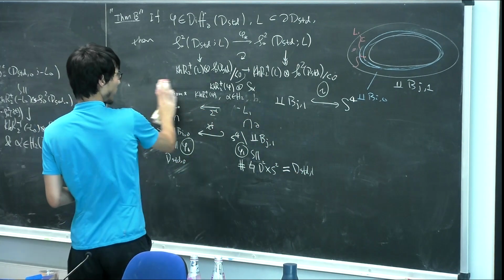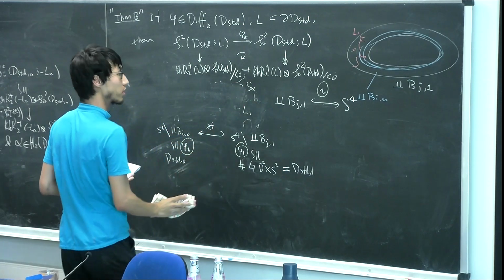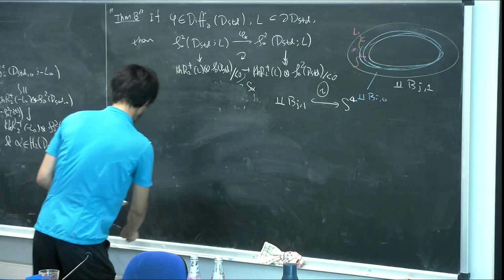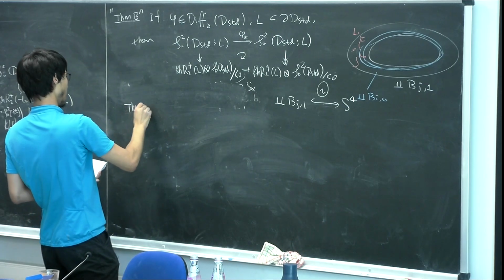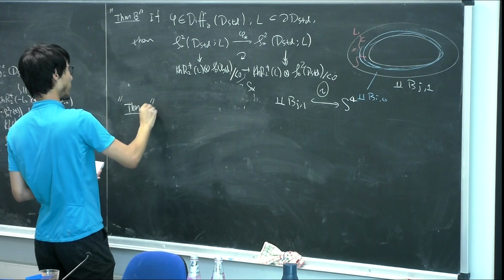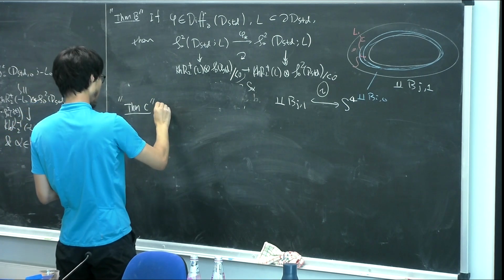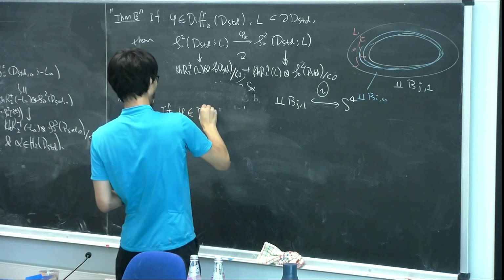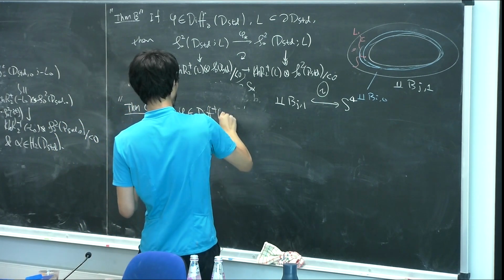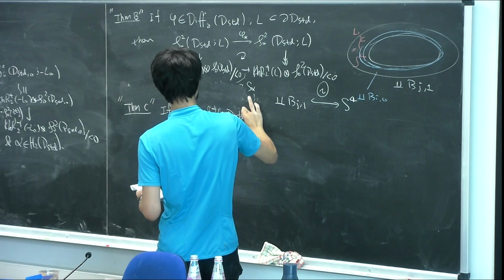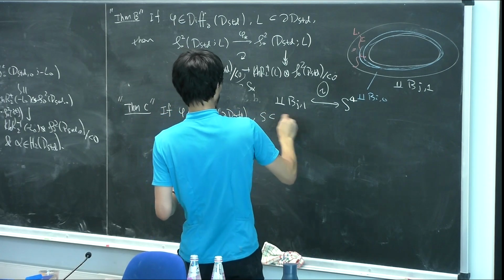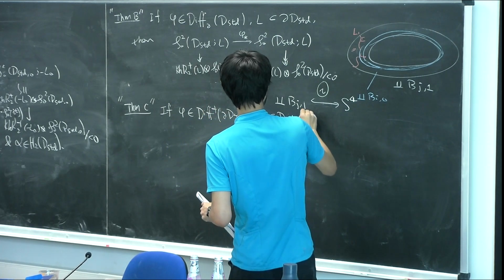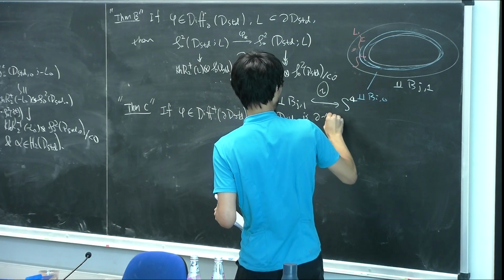And about this embedding, this has something to do with the gauge twist operation. Oh, I'm erasing part of my theorem. So the theorem is that if I have an orientation preserving diffeomorphism of the boundary and S inside the interior of the 4-manifold is a boundary parallel sphere.